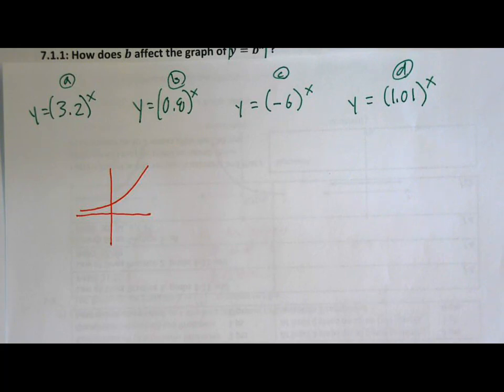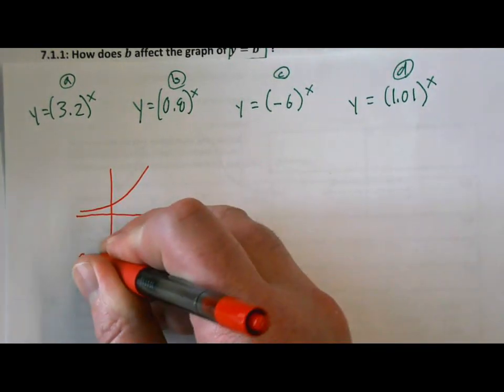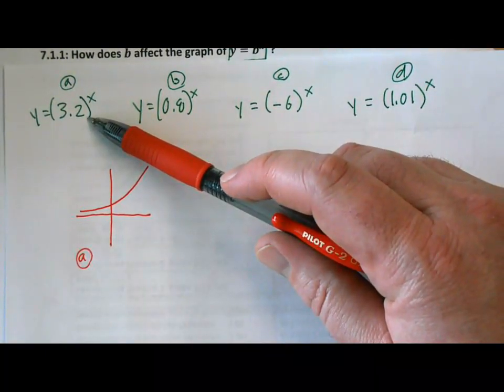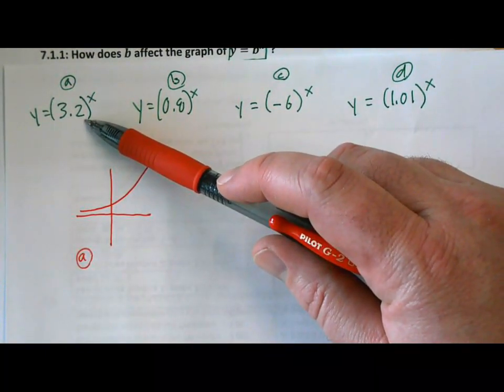You got an answer in your head? Let's see how we're doing here. Does anybody want to give me one of their answers? A is one of them. How did you know that A was going to be a graph that's curving upwards? 3.2 is bigger than 1, isn't it?